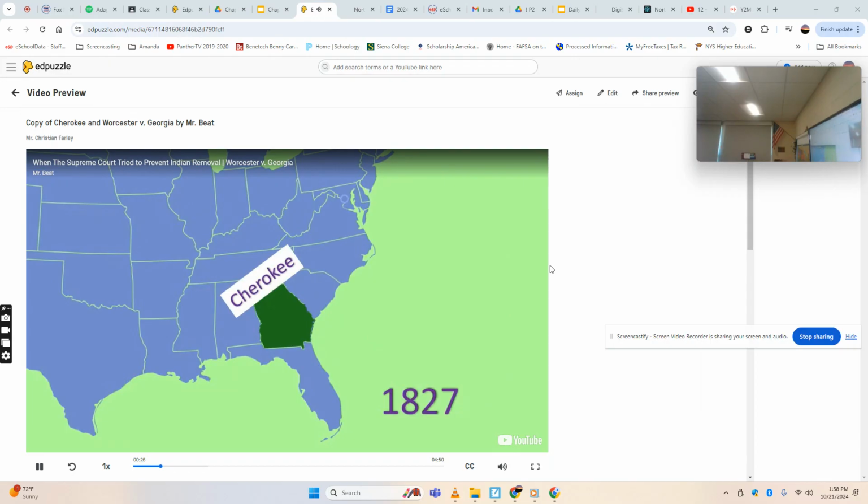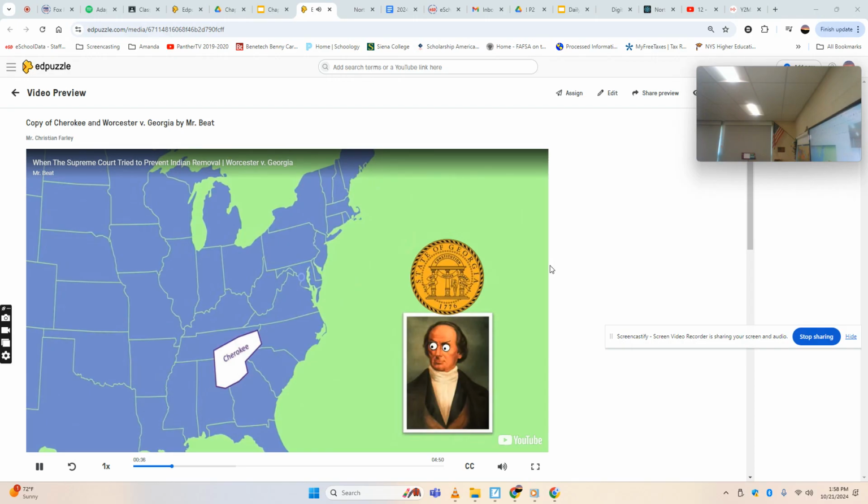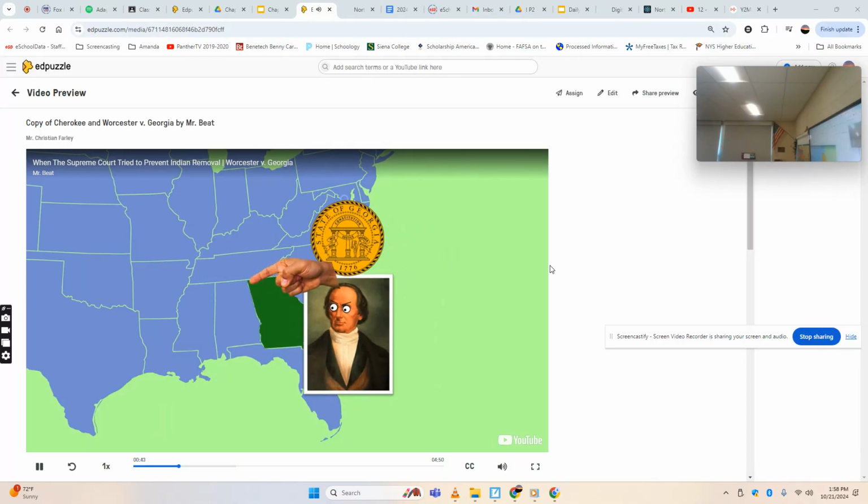In 1827, the Cherokee Nation formally established a constitutional government and declared themselves sovereign, meaning American laws didn't apply to them. This, of course, angered Governor Gilmer and the legislature, and they annexed all Cherokee land in the state, dismantled the Cherokee government, and redistributed much of their land to white citizens.